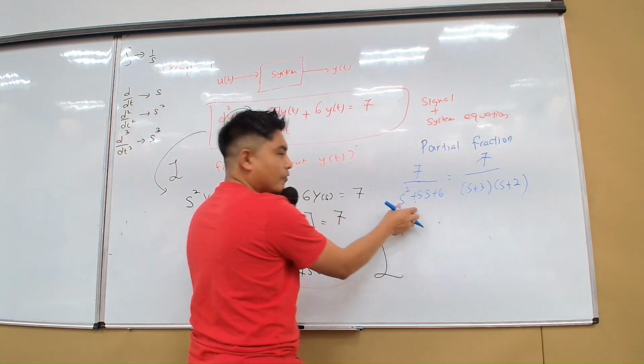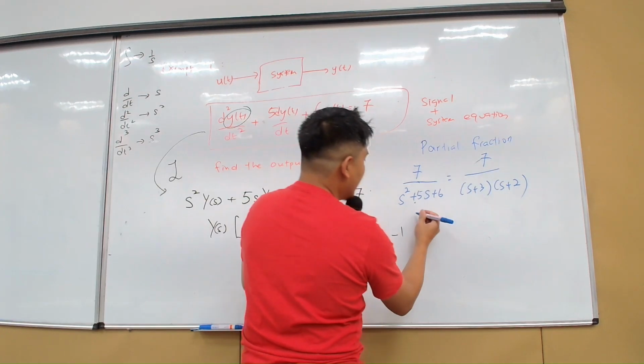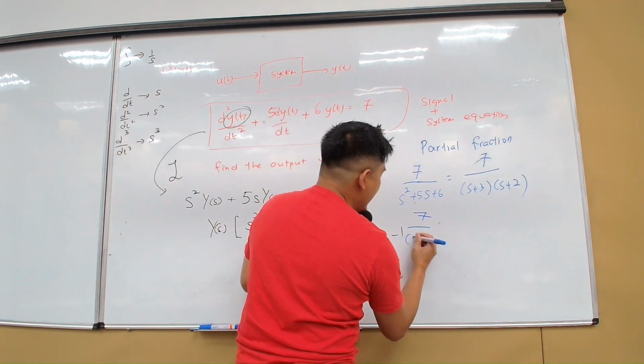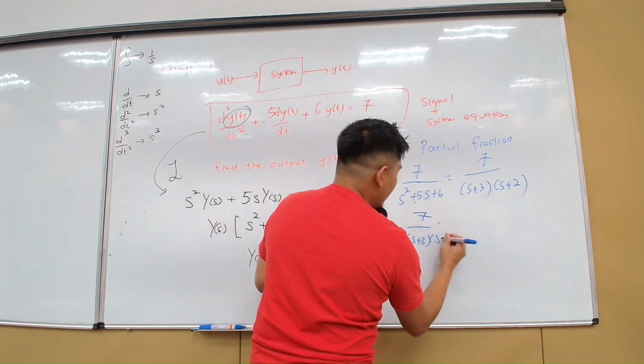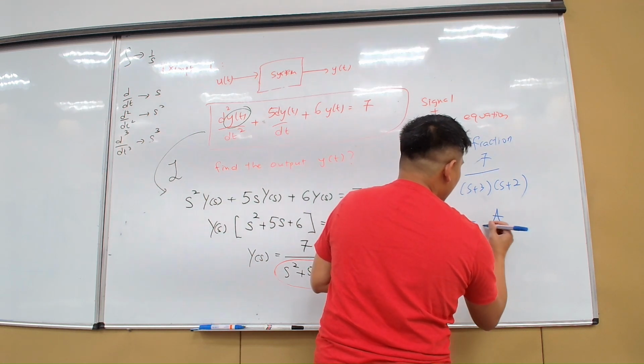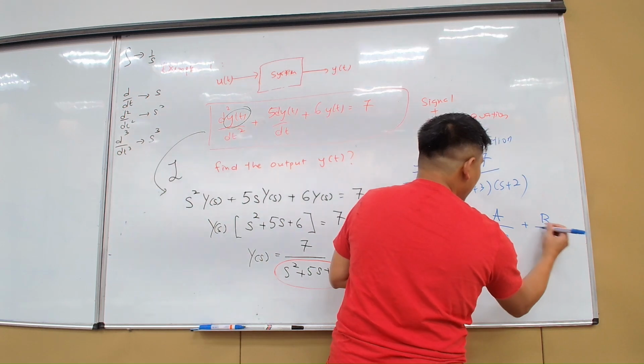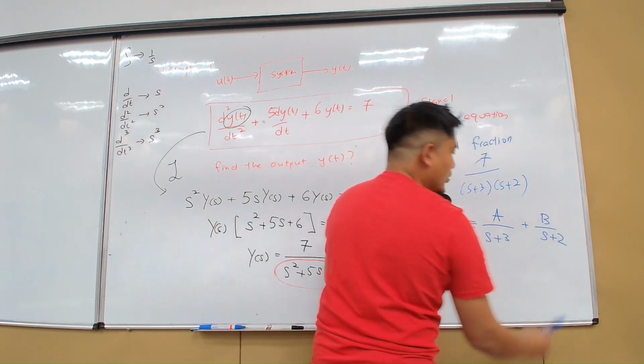And same thing, you factorize the denominator part, and then the 7 over (s plus 3)(s plus 2), if you use partial fractions, it becomes A over s plus 3 plus B over s plus 2.